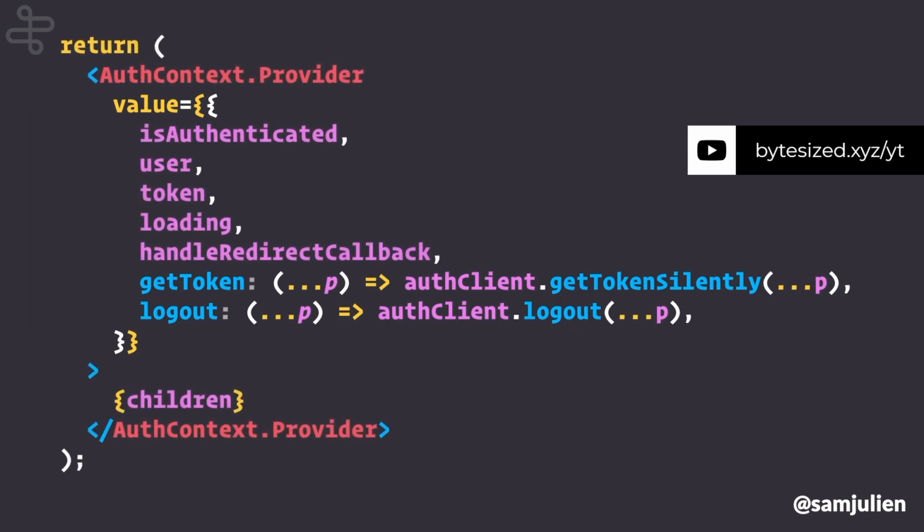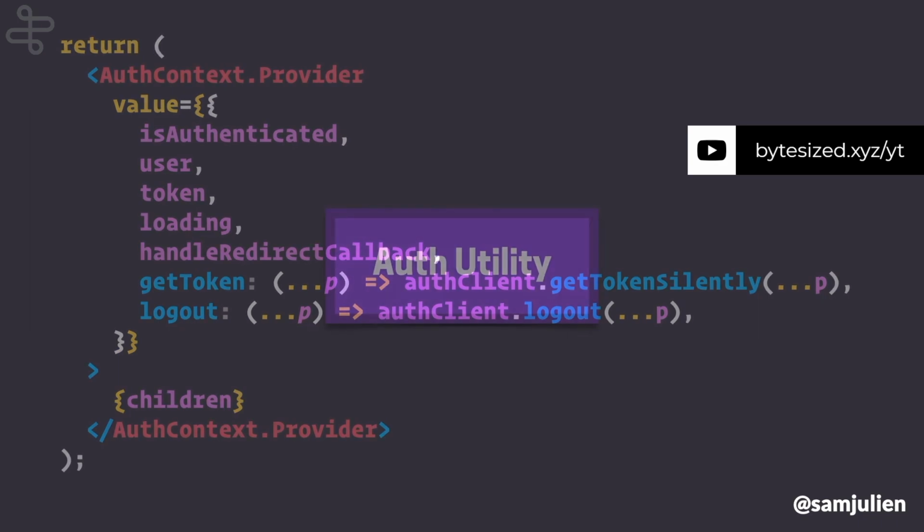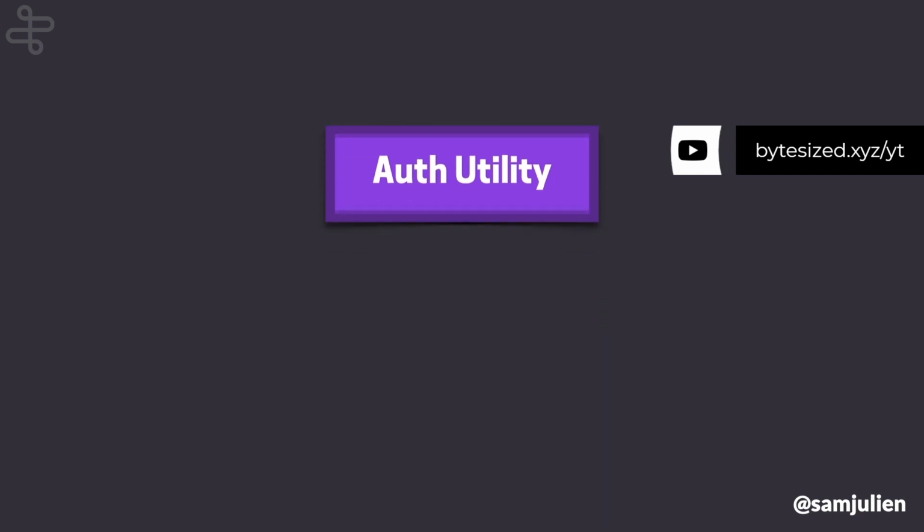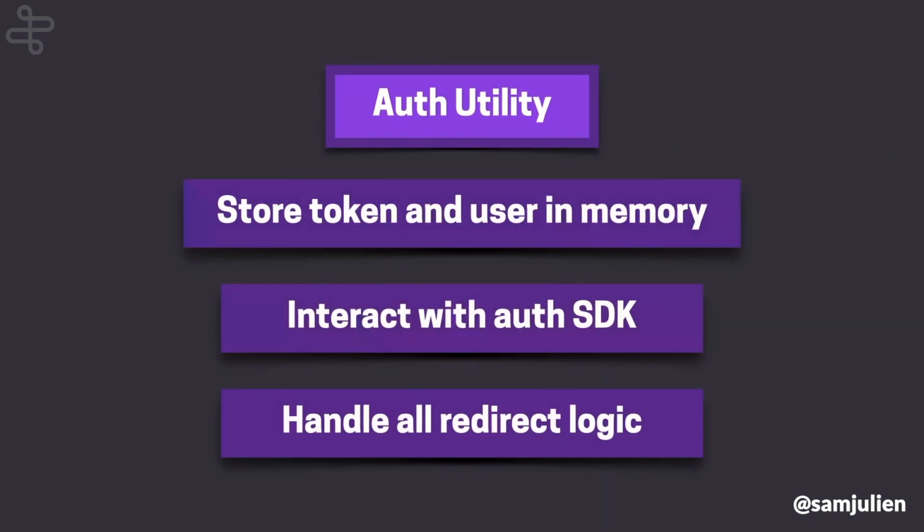So now we have this auth context provider. And this means that our auth utility does all kinds of things for us. It stores the user and the token in memory. It interacts with the auth SDK.